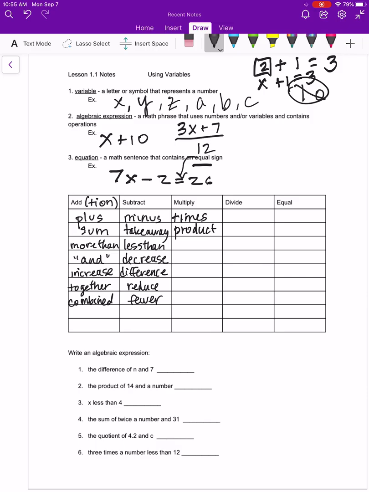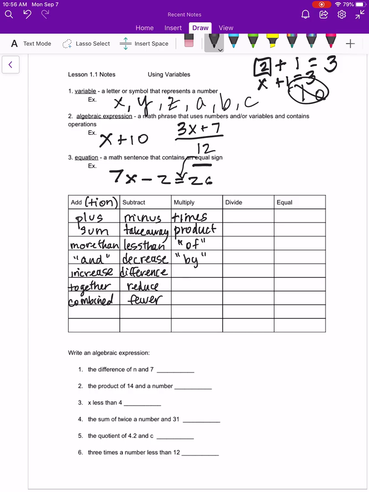Sum for addition, product for multiplication. Some people forget those or they confuse those two, so be careful. The word of sometimes means multiplication. And you don't always see of, like if you are reading a word problem and it says of, sometimes it doesn't mean multiplication, but it can be. Same thing with the word by.